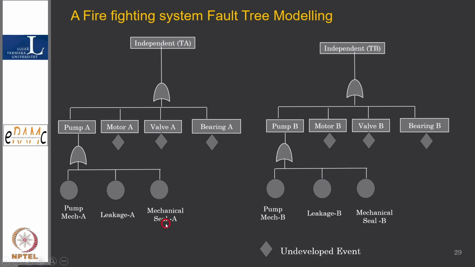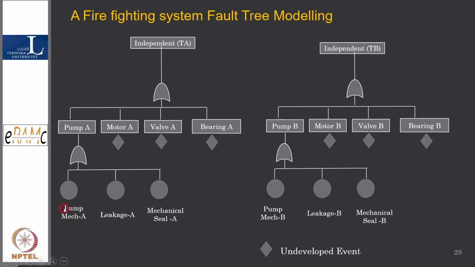Like you might have seen, generally when pumps are provided with gaskets and all that, some leakage occurs. But for certain things, there is a mechanical seal, so the rotating shaft will be rubbing across the stationary shaft and provide the sealing. This sign indicates undeveloped events because the motor can have its own failure, but I have not developed it. And this same fault tree is applicable for B also, and we got the independent TB.